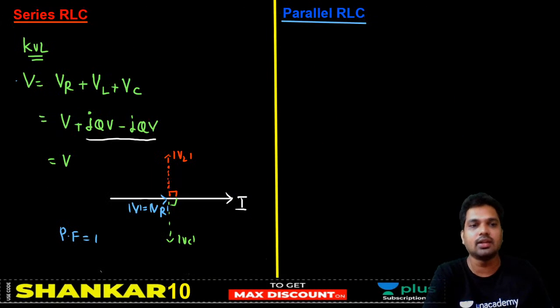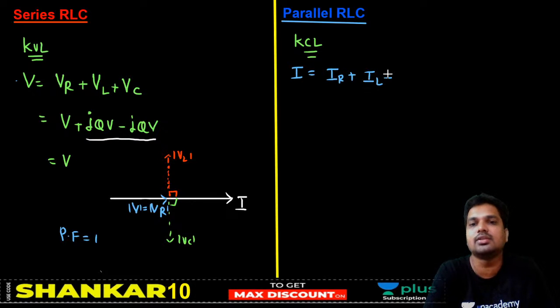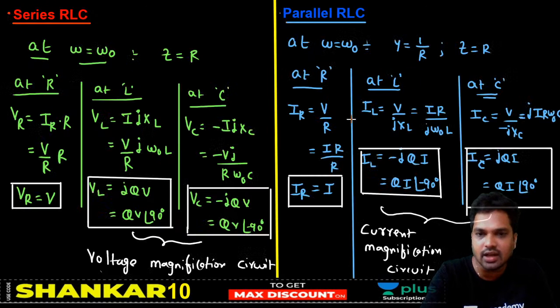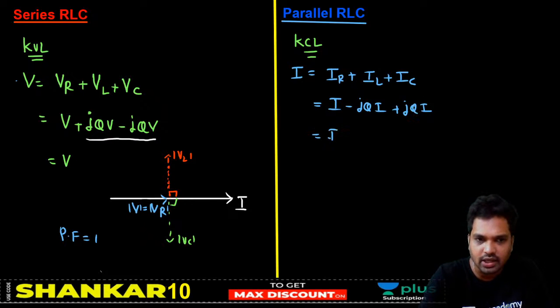So, right, listen here. Let me do this analysis here also, then we can finish this analysis part. KCL. What is KCL here, sir? Total current I equals IR plus IL plus IC. So, what is IR, sir? Current in the resistor is I. Current in the inductor is minus jQI. Current in the capacitor is plus jQI. So which will give you I equal to I.